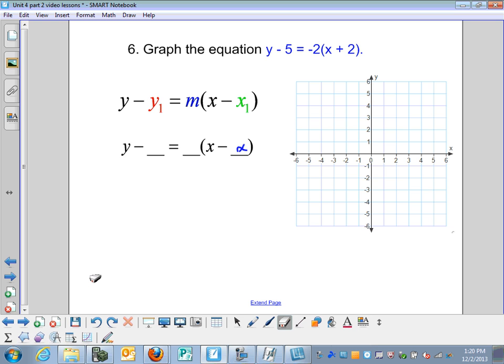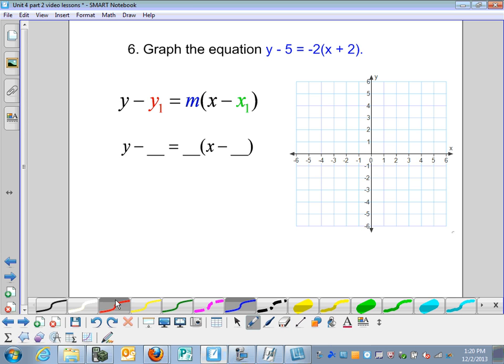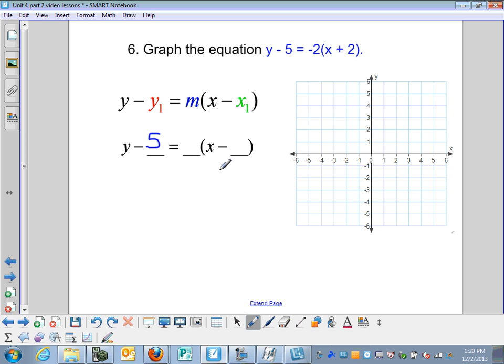Graph the equation y minus 5 is equal to negative 2 times the quantity x plus 2. All right, so my y value is 5, and my slope is negative 2. And for my x value, in order to have this plus 2 here, this had to be a minus 2. So my point is (negative 2, 5), and my slope is negative 2 also.